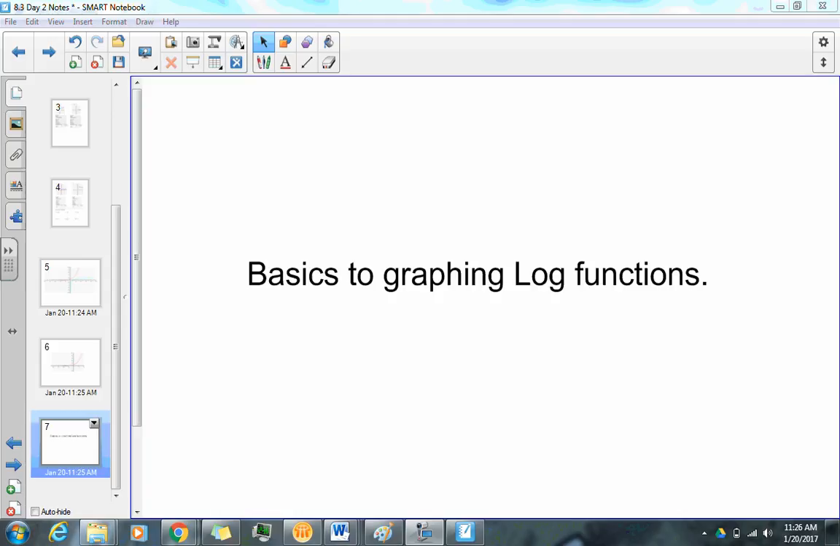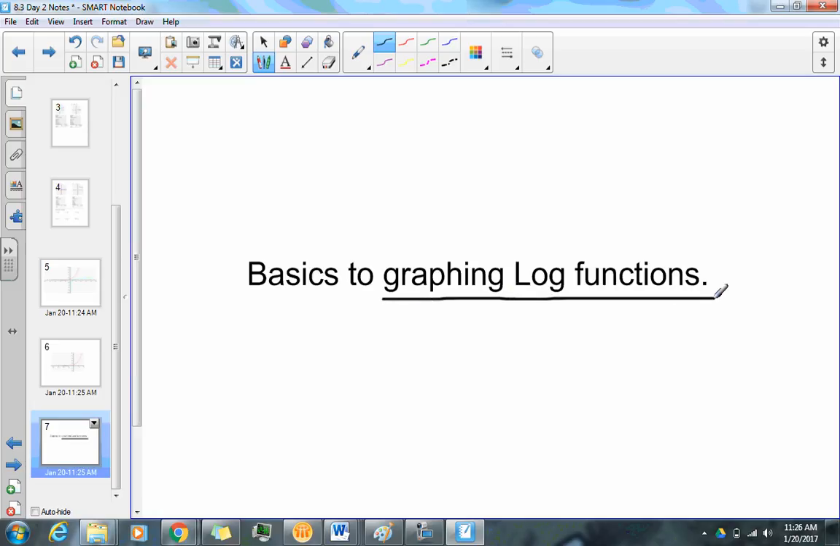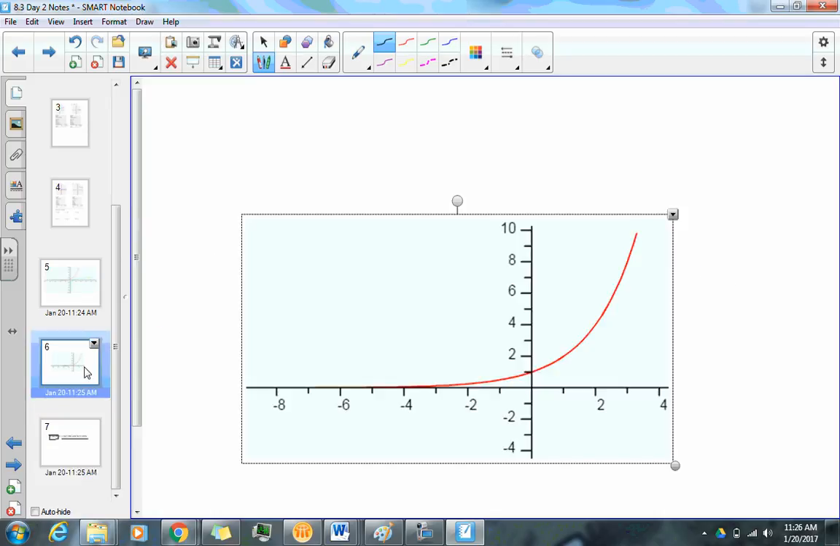Alright guys, in this video we're just going to go over the basics of graphing log functions. Now we have solved log functions this past week, but we actually haven't graphed them. After this video you may have some questions, but really my main goal is just to get the basics down, okay? So now let's go back to your quiz that you took about 2 days ago.